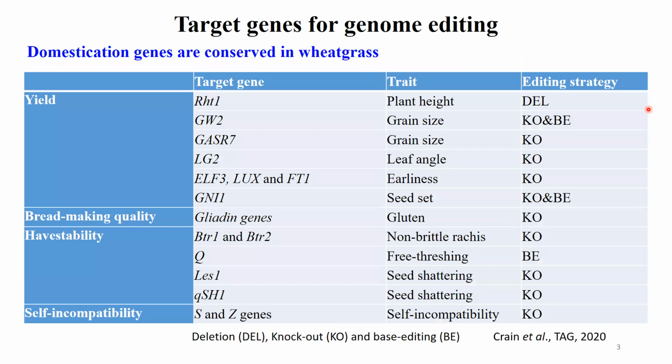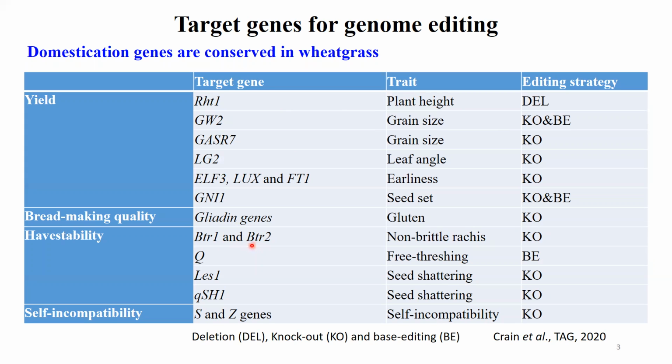The underlying genes controlling the above-mentioned traits are very clear in other cereal crops. For example, in common wheat, the plant height is controlled by the gene RHT1. A deletion at the degron domain of RHT1 would reduce the plant height and hence increase the yield.